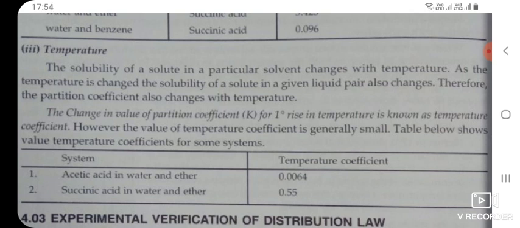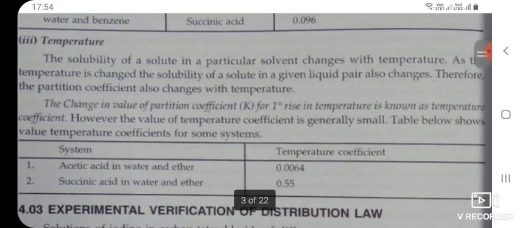The change in value of partition coefficient K for 1 degree rise in temperature is known as temperature coefficient. However, the value of temperature coefficient is generally small. Table below shows value temperature coefficients for some systems.